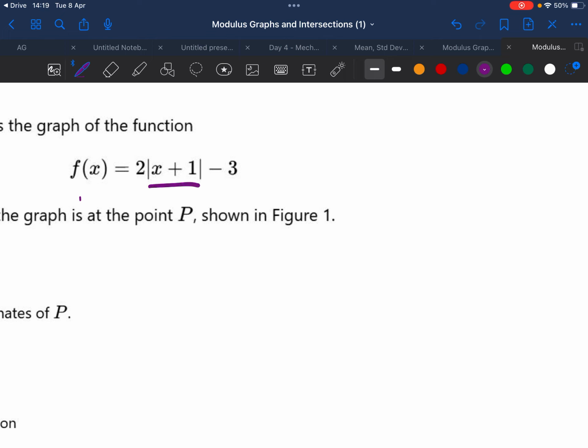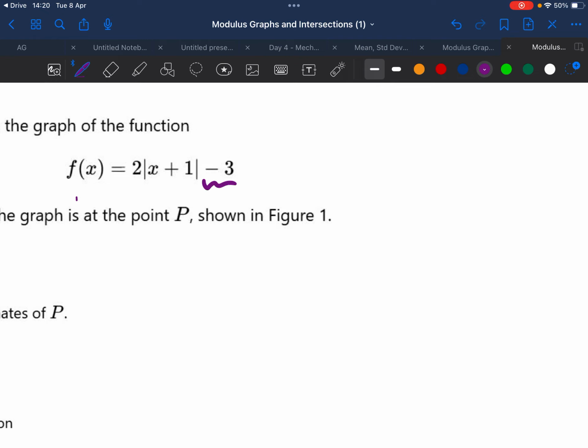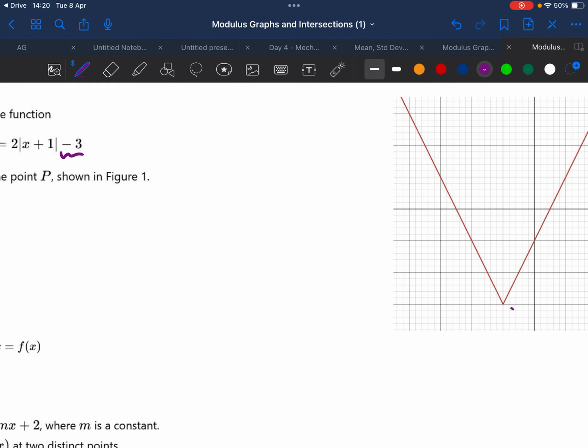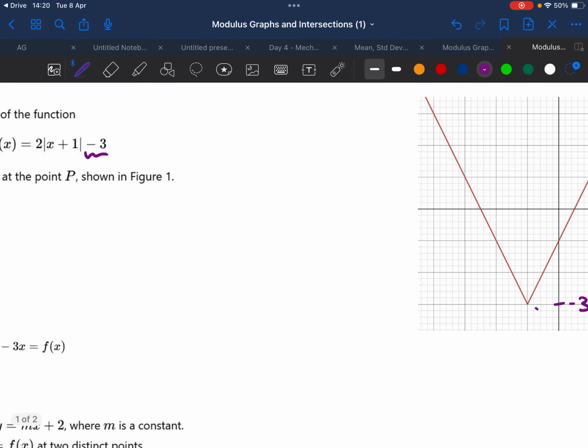always be positive. 2 times something that's always positive is at worst 0, isn't it? But this kind of comes later. This is minus 3. So this point here is going to be minus 3. And if you don't believe me, throw in a value of x equals minus 1, and you will see that that is the smallest that you can ever make the first part. You can make it a 0, and then take away 3, gives you minus 3.